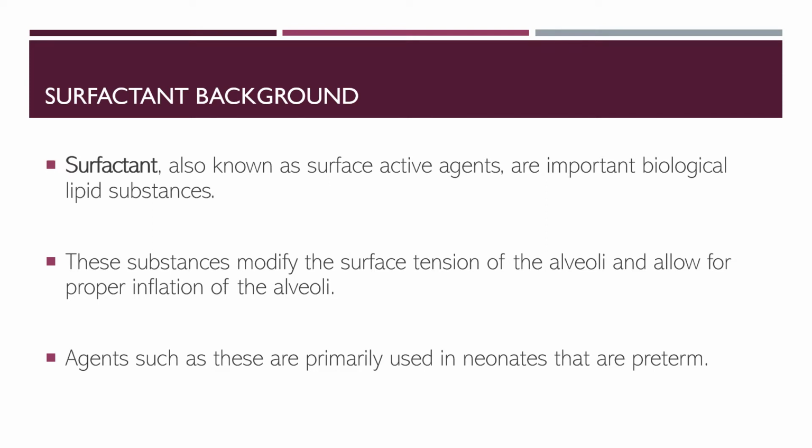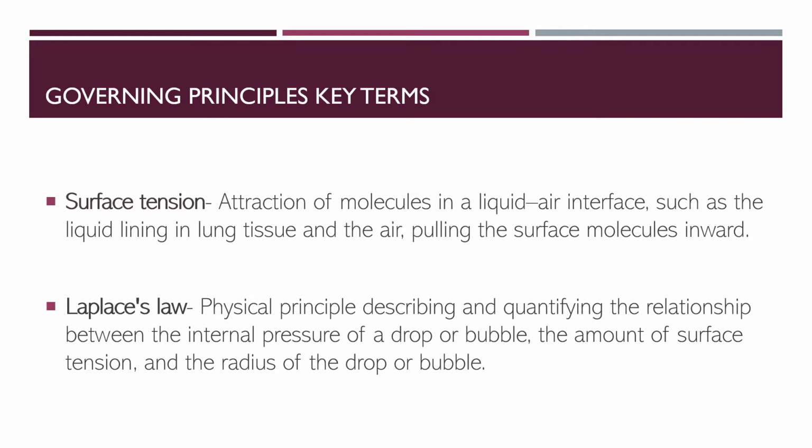Surfactant is a natural substance produced in our lungs' type 2 pneumocytes. It is considered a detergent or a surface active agent and is a biologically important lipid substance. The reduction of surface tension is one of the most important functions surfactant provides for the lungs. We will explore this function in the next slide to get a more in-depth reason for why it is so biologically necessary.